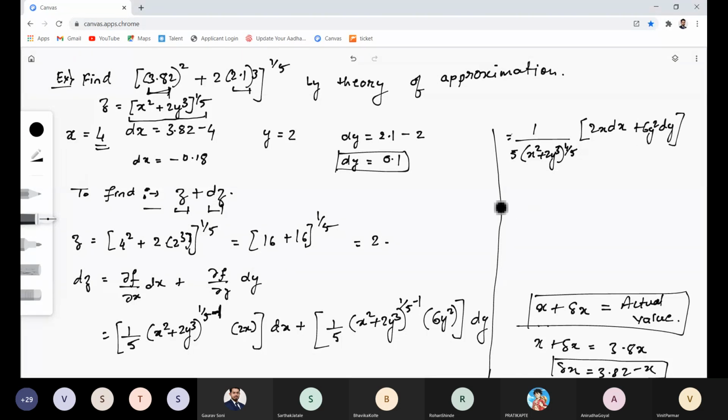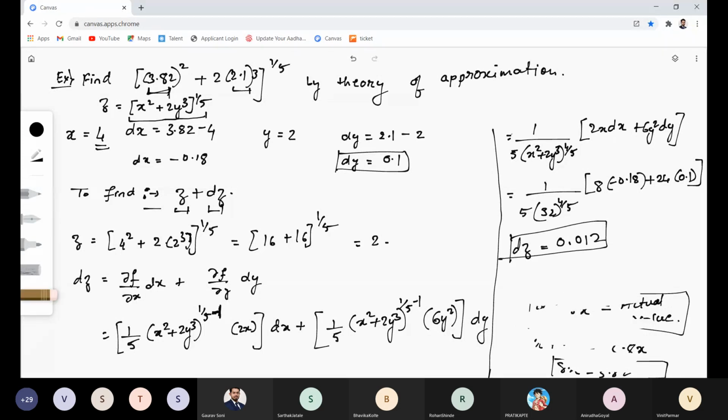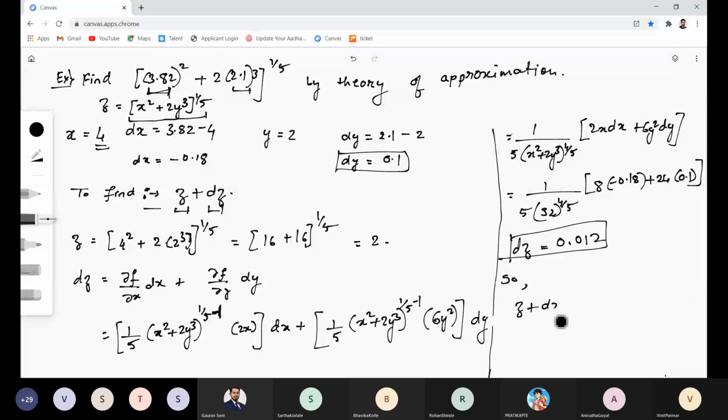So 1 upon 5 into (x square, 4 square, 16 plus 16, 32) raised to minus 4 by 5 in the bracket, 8 into minus 0.18 plus 6 into 4, 24, dy is 0.1. So finally, we solve this, dz is going to be 0.012. So z plus dz is equal to 2 plus 0.012. The answer is 2.012.